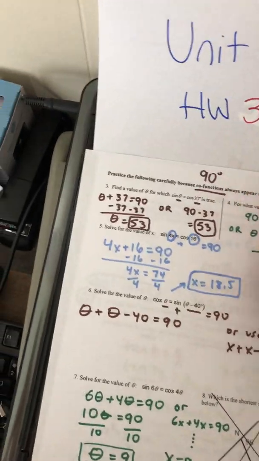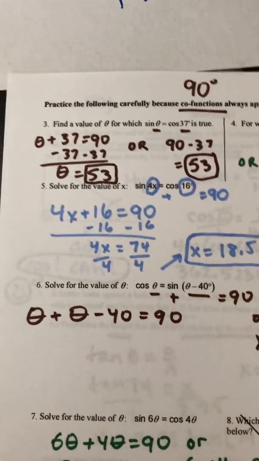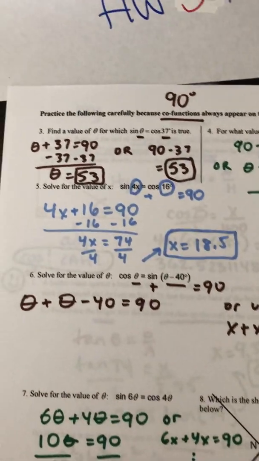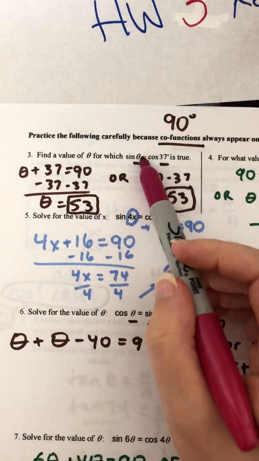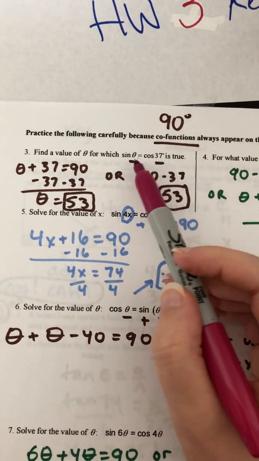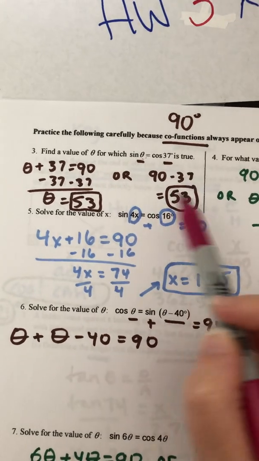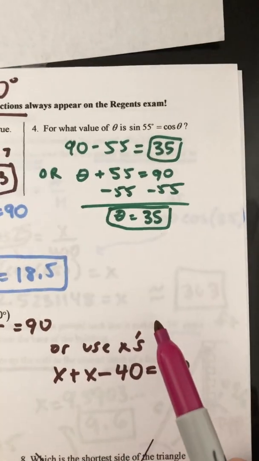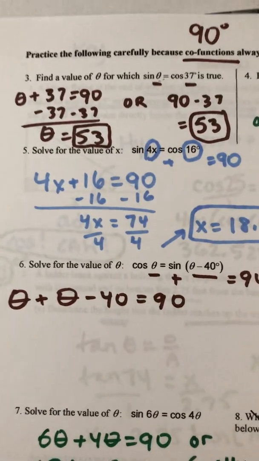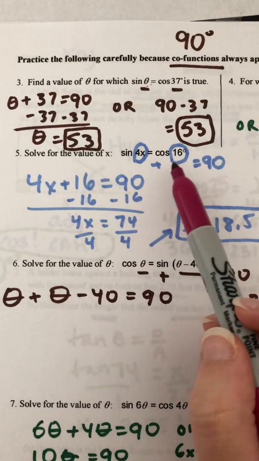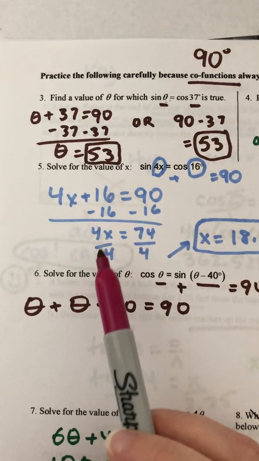On the next page, it's really focusing on cofunctions. The very first question, actually above it says cofunctions. You think cofunctions, think 90 degrees. The angles are complementary. So sine theta equals cosine 37. That will be true when the theta and the 37 add to 90, or you can just think 90 minus 37. Either way, you got 53. Very similarly, for sine 55 equals cosine theta, you get 35. Number 5, sine 4x and cosine 16, they're equal if these two angles add to 90. So take a look at the math here.